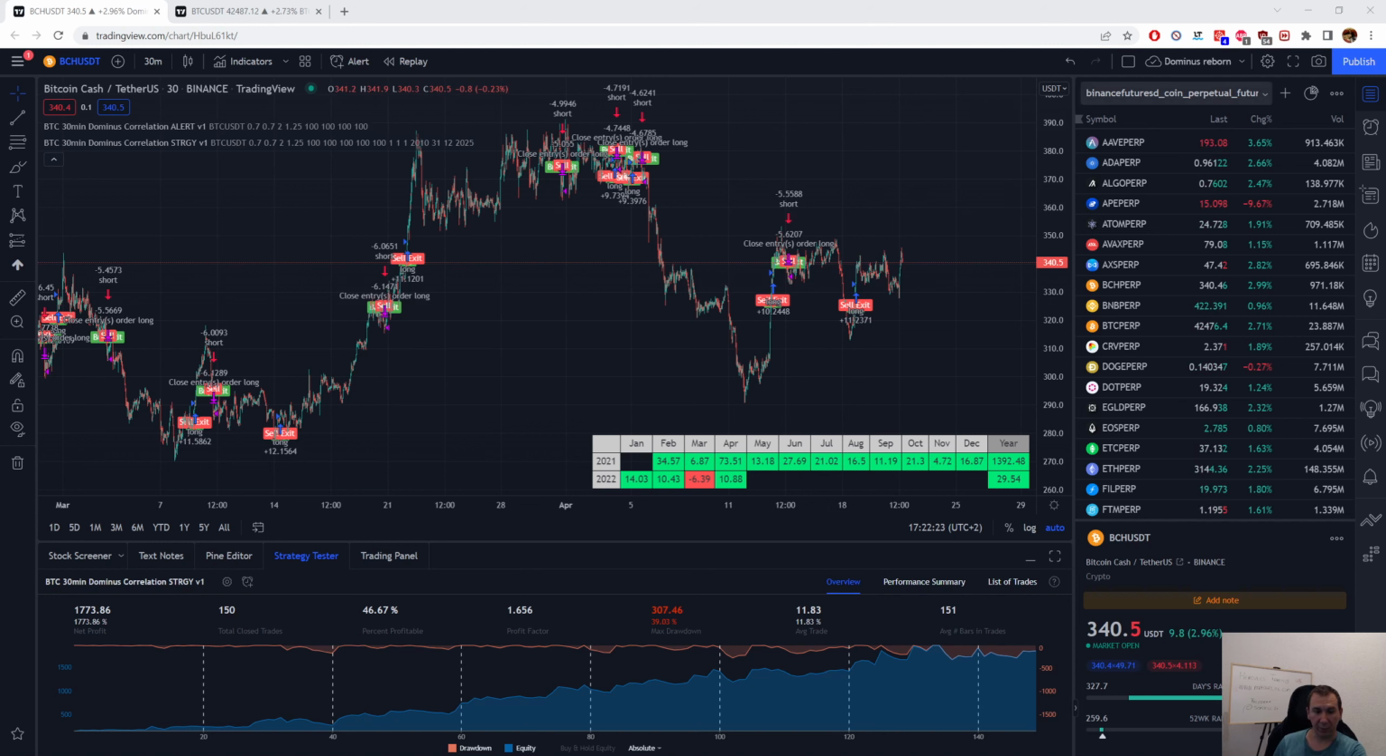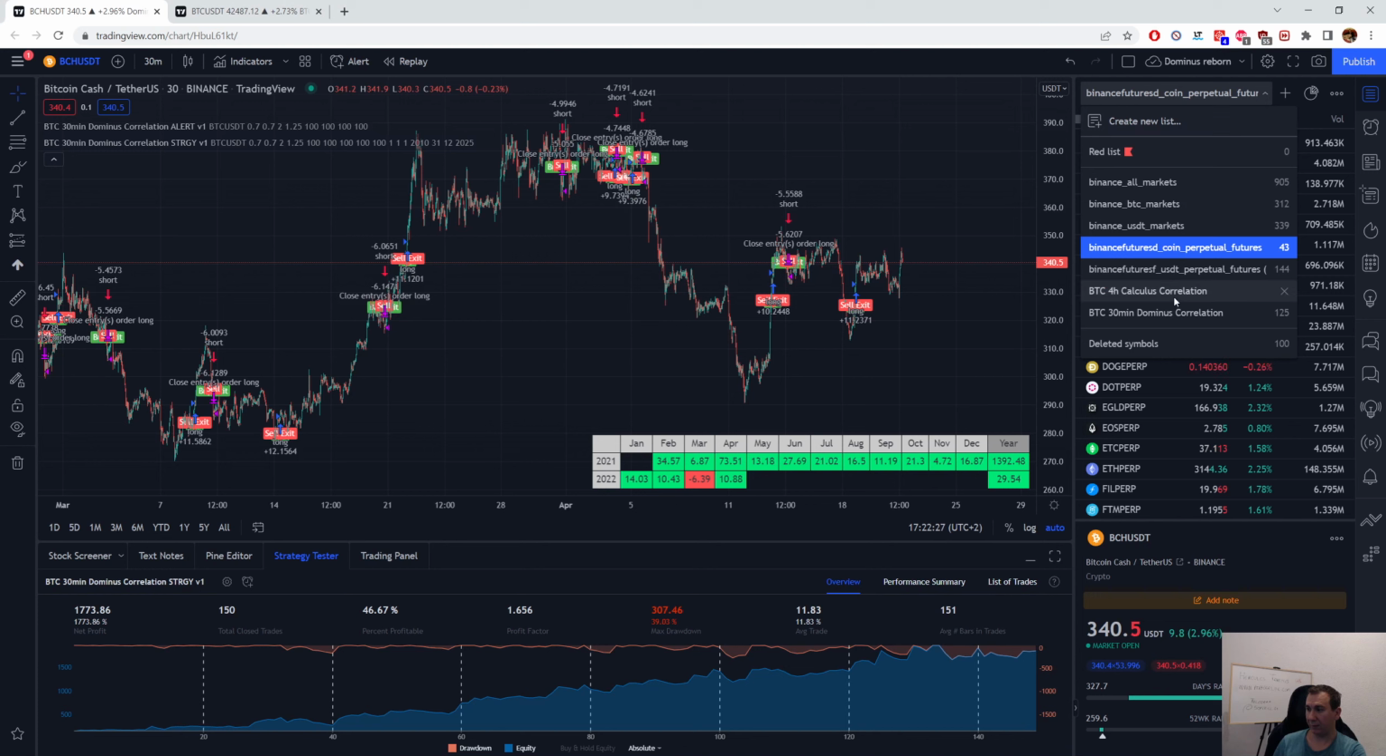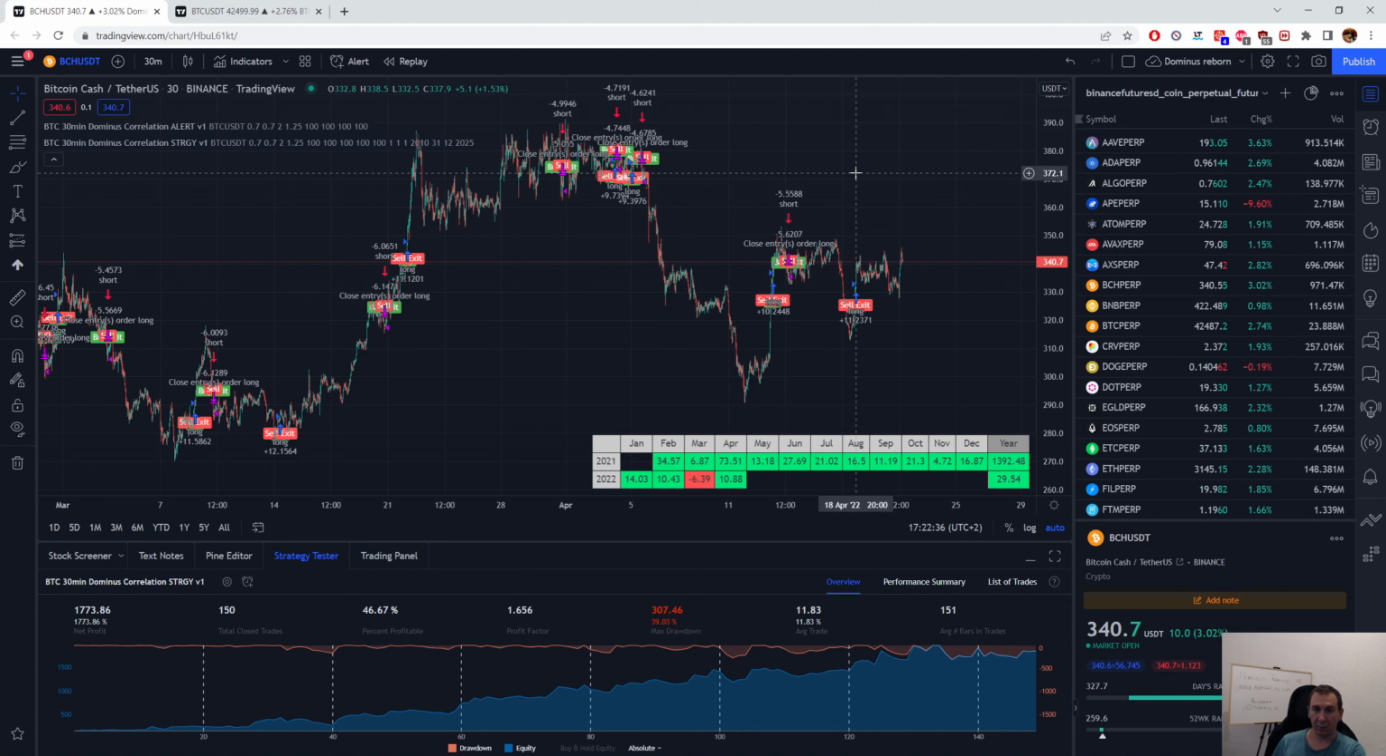Today I ran a series of tests and I ended up with a list of 123 pairs correlated with Calculus and 125 pairs correlated with Dominus. In this case, there is no need for optimization.